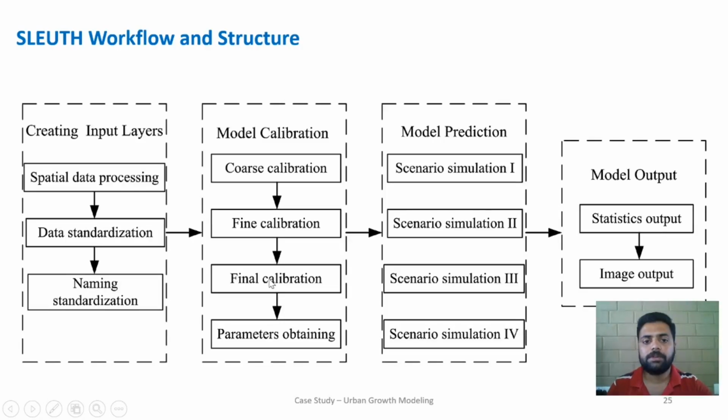Final calibration, image resolution is the highest, that is nothing but 30 meter. Then we have parameters, obtaining parameters from this calibration method. The third stage is model prediction.